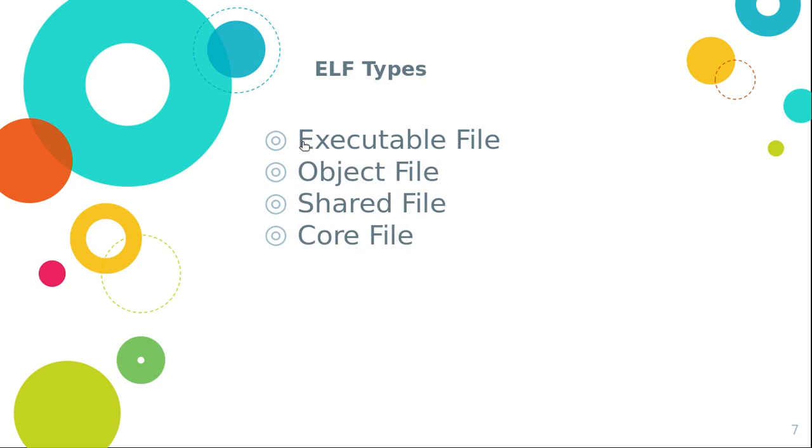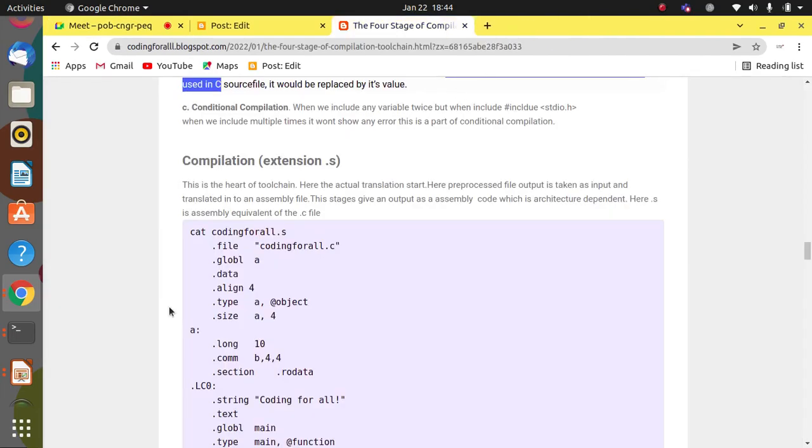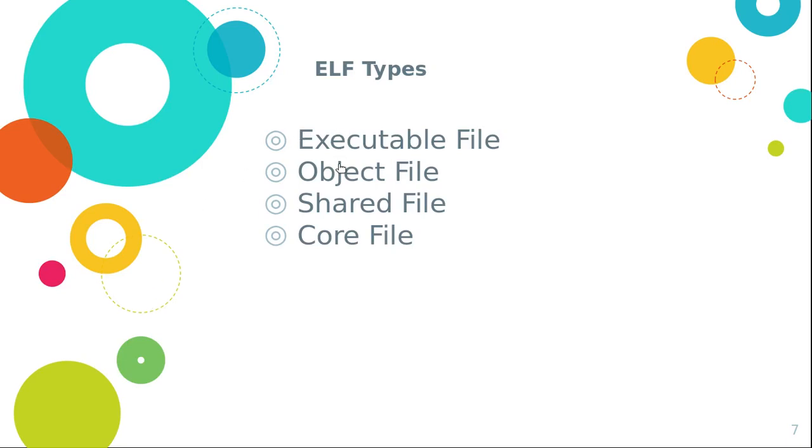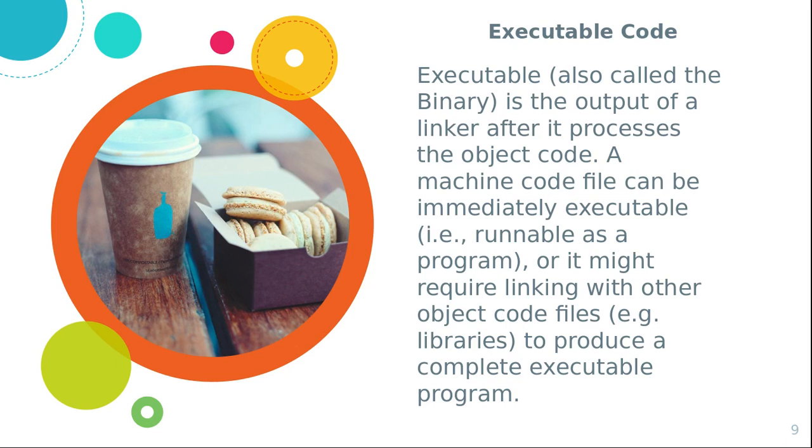So now we have seen the executable file, object file, core file and shared file. Executable file means one which you can run on a machine, simple. Object file means machine code which is ready to be run, but you can't run it. It consists of all the things your source code consists of, but it won't run on a machine. Shared file, I will teach in further slides. So you got what executable code is. It is also the output of the linker after it has processed the object code.